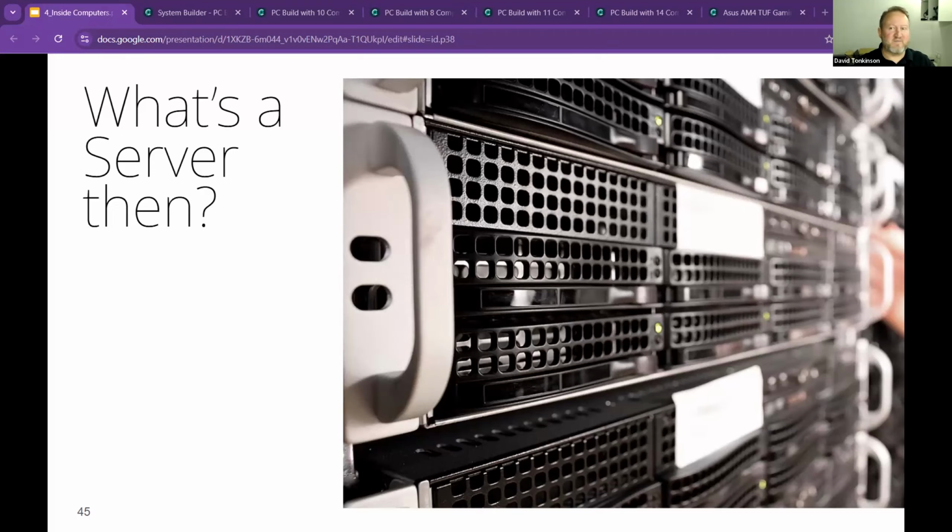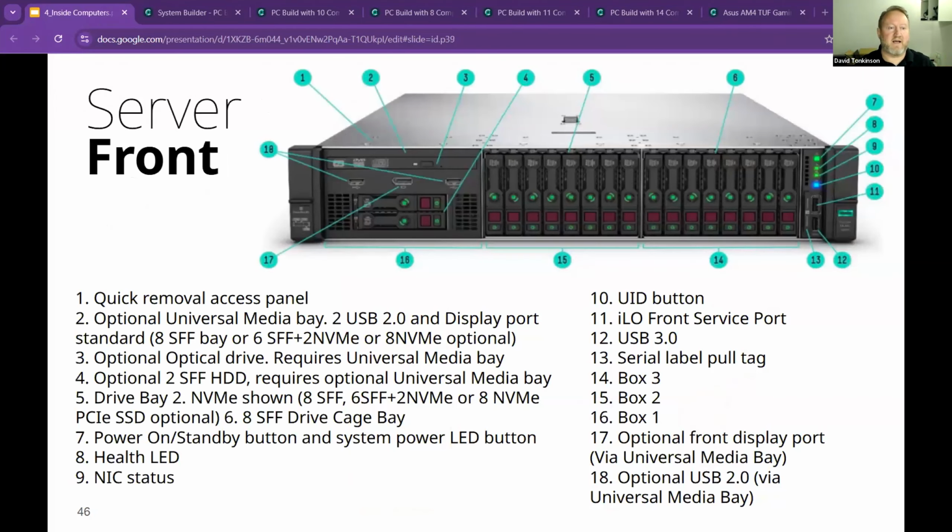I like to simplify it, and people will shoot me for this. It's just a big PC. It's as simple as that. Yeah, they look complicated, don't they?